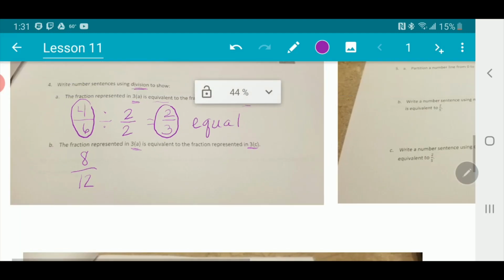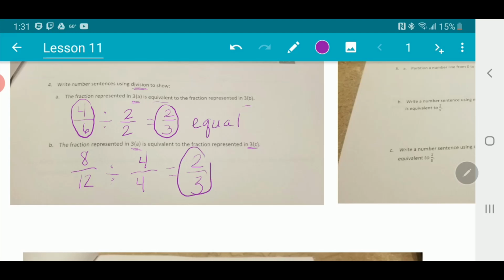We're going to write the fraction 8/12, and we're going to divide that and show how that is equal to 2/3. So we have to think, 8 divided by what would give us 2? 8 divided by 4 would give us 2. And then on the bottom, we're going to think, 12 divided by what equals 3? Once again, 12 divided by 4 would give us 3. So this number sentence shows how 8/12 and 2/3 are equal.